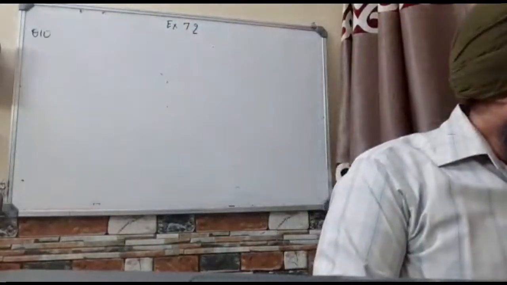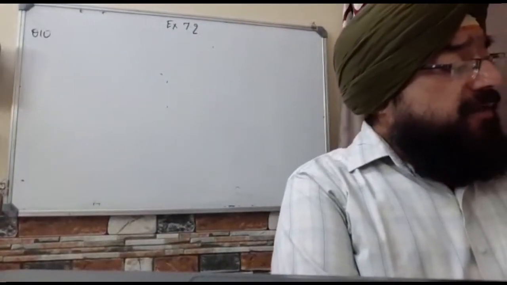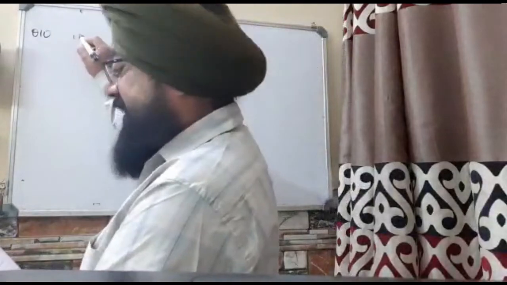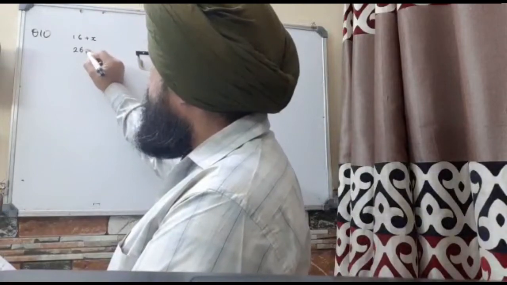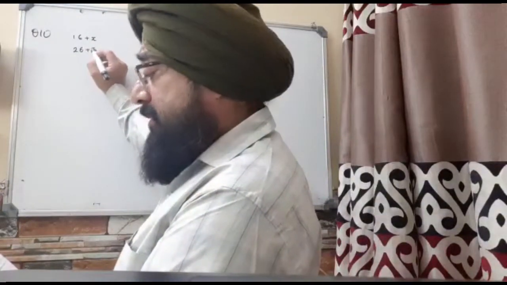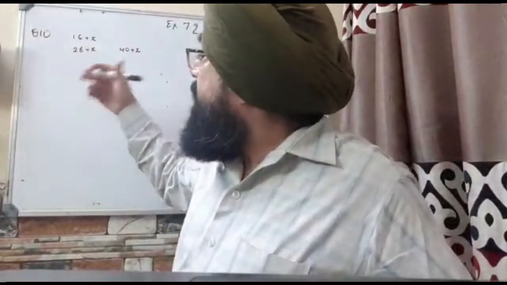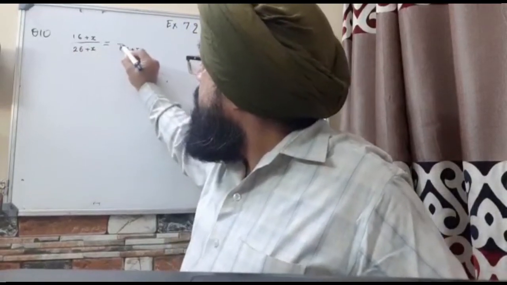Question number 10 of exercise 7.2 of ML Aggarwal says, what number must be added to each of the numbers 16, so it becomes 16 plus x, 26, it becomes 26 plus x, and 40, so it becomes 40 plus x, so that they may result in a continued proportion, meaning this upon this is equal to this upon this.